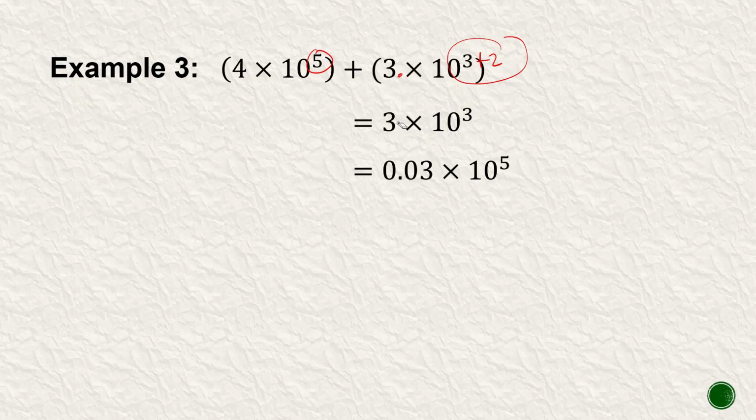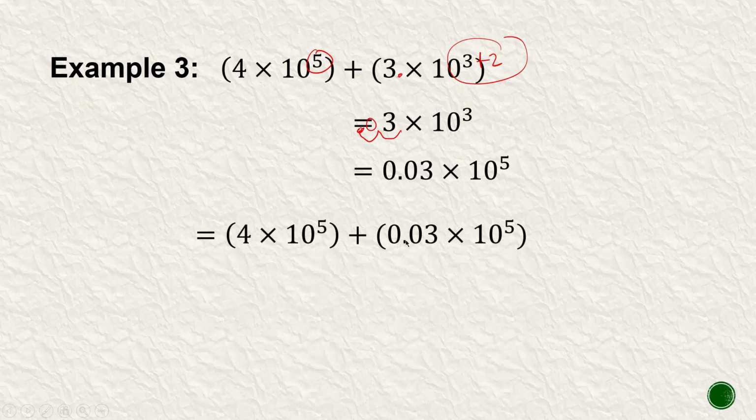When we move the decimal point to the left side, the decimal point is going to be here. So we simply put 0 there or write 0. So now we have 0.03 times 10 raised to 5. Okay, so now they have the same 10 raised to 5. We can perform the addition. So 4 plus 0.03, that's easy. The answer is going to be 4.03 times 10 raised to 5.